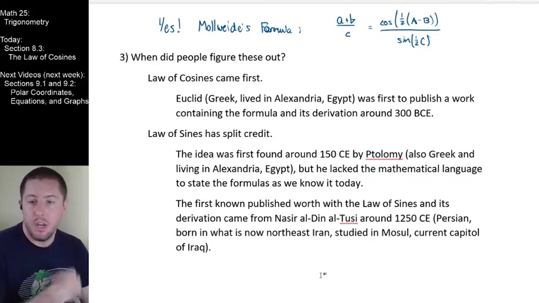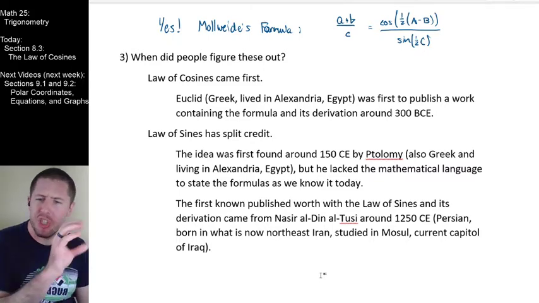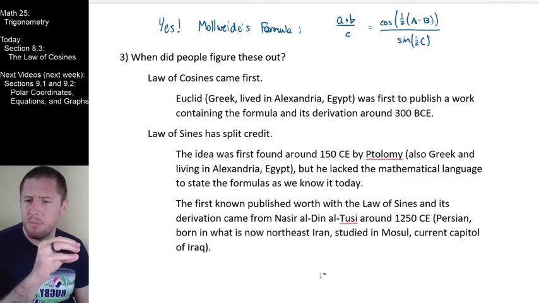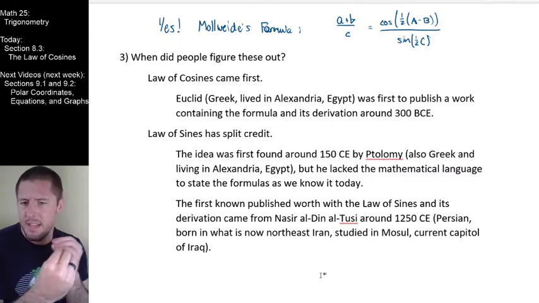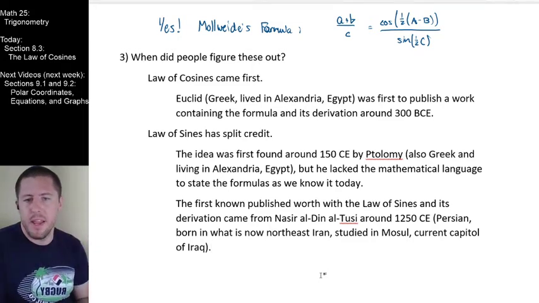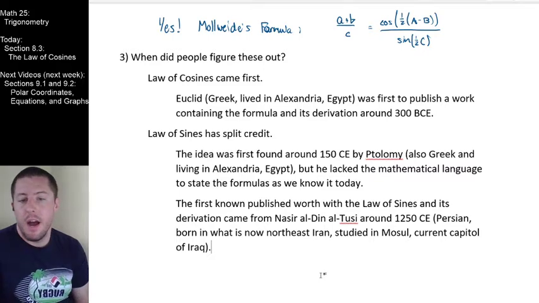Persia we know as sort of the old version of Iran. Persia also covered a little bit more than just strictly present day Iran, but that's a majority overlap right there. So he was born in what's now northeast Iran, some small town that I've never heard of. Not like I know lots of towns in Iran, but he ended up going to study in Mosul, which is the current capital of Iraq.